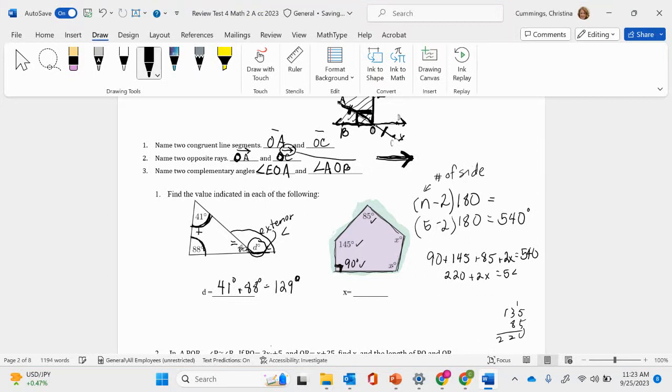equals 540. Subtract 220 from both sides. That's going to be 2x is equal to 320. Divide both sides by 2. X is equal to 160 degrees. 160 degrees. Okay.